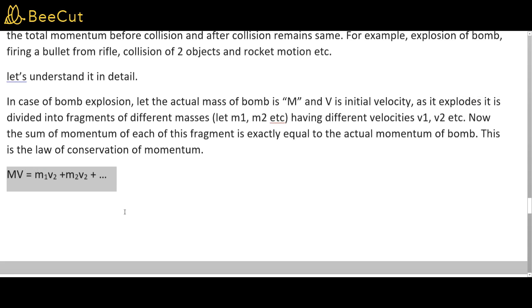So the total momentum in this overall system will remain equal to zero, or remain constant. Before the event or after the event, the momentum will remain the same.